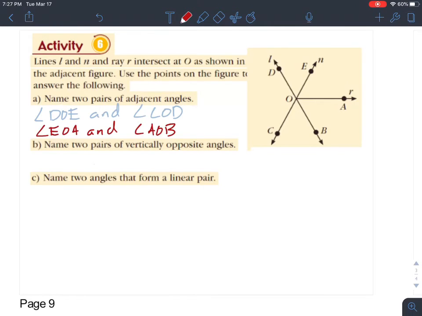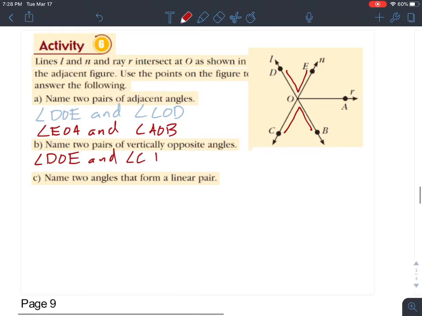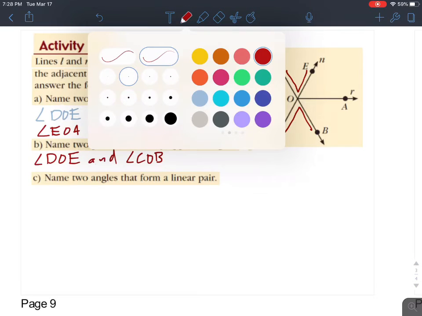Okay, for part B then, we need to name two pairs of vertically opposite angles, or earlier I described these as vertical angles. So I'm going to start with angle DOE again. That just looks like an easy one for me. And then we have to make another V shape that is across from that V, and I can pick that right there. So angle COB will be vertical with angle DOE.